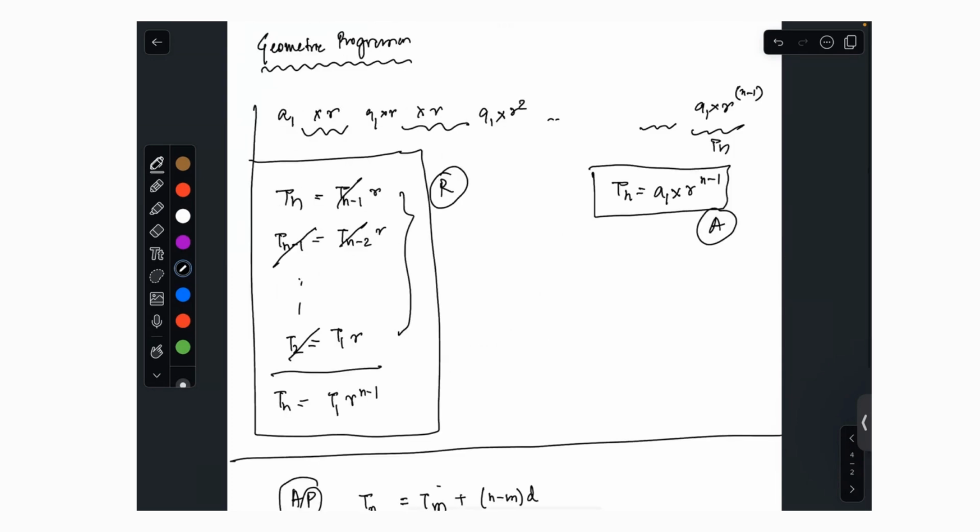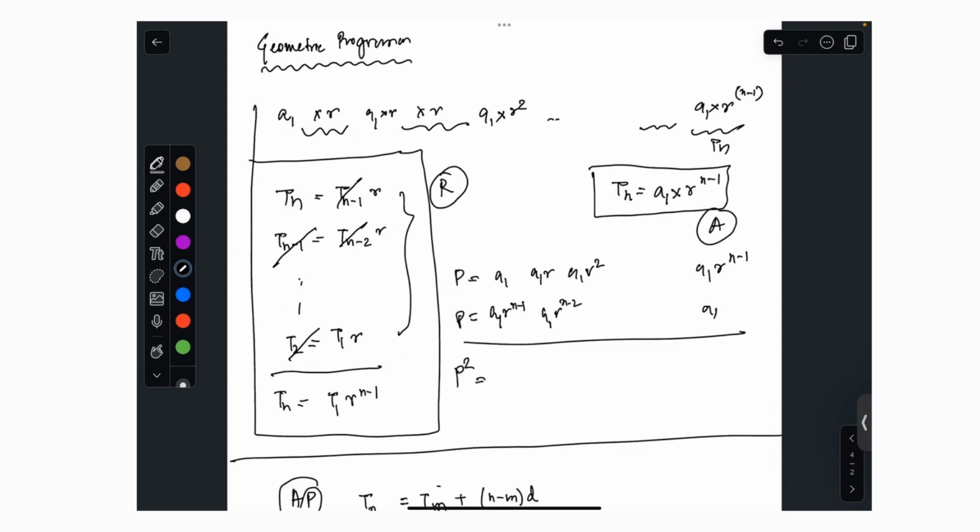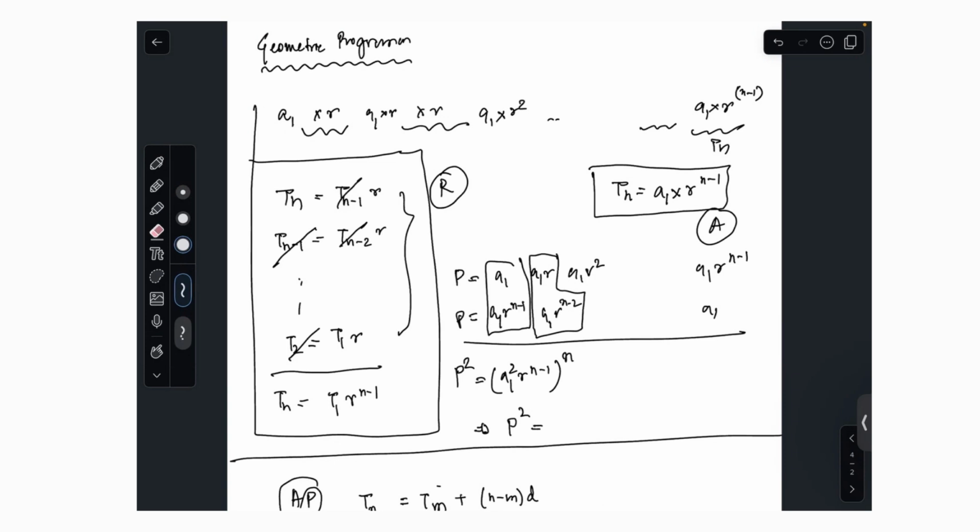Here also, another important thing. We can do the same calculation here. So if you start with A1, A1R, A1R square, up to A1R to the power n minus 1. If you reflect it, A1R to the power n minus 1, A1R to the power n minus 2, down to A1. And if you multiply the products, if you call it P, you get P square. And you see, there are n terms, but each one is A1 square R to the power n minus 1, and there are n terms, so it's whole to the power n. So you multiply this, and you get P square equal to this. And if you take a square root of it, you get A1 whole to the power n. That's cool.